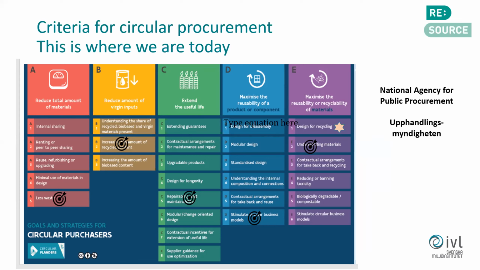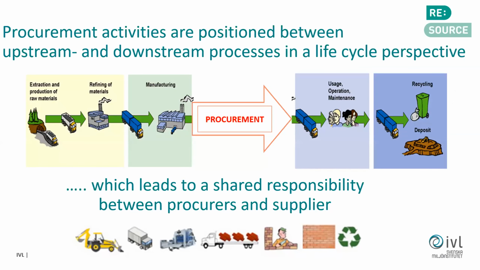But we thought we needed to go a little further to find the proper criteria. So the first finding we saw is that you need to see the procurement activity as positioned right in the middle between upstream and downstream processes.